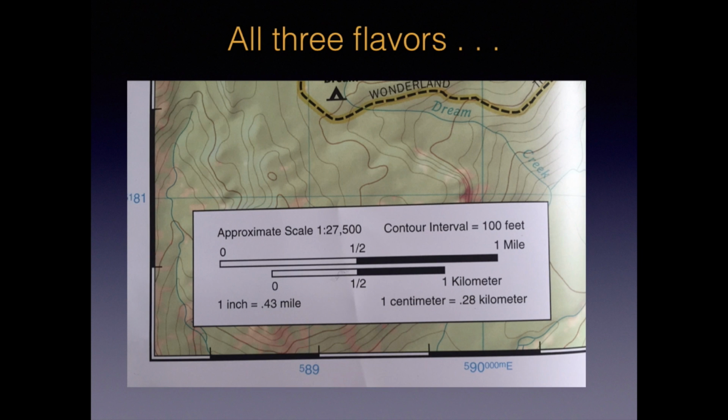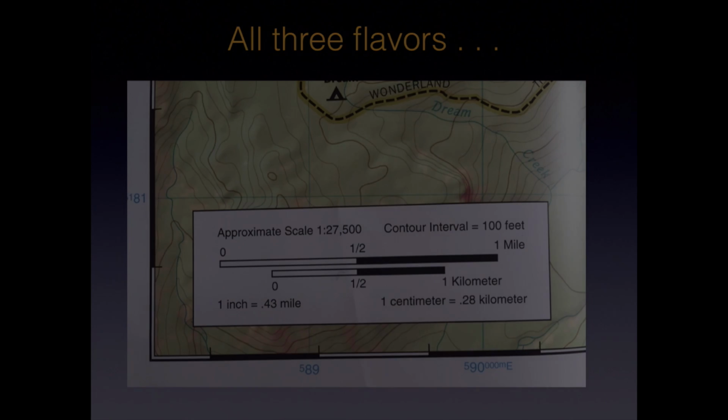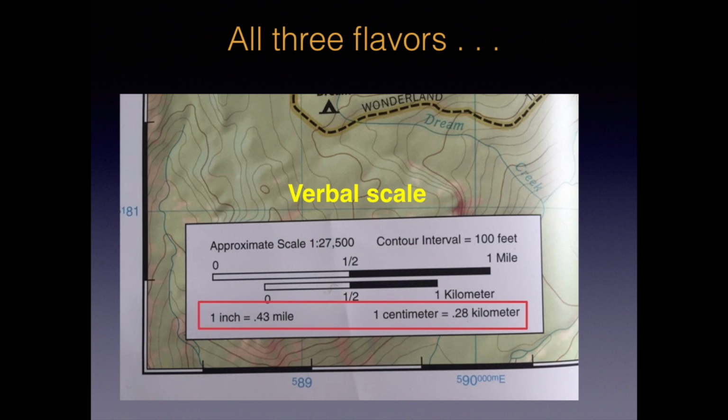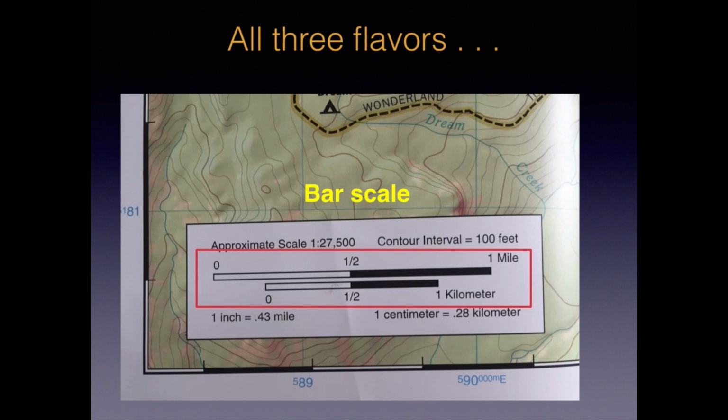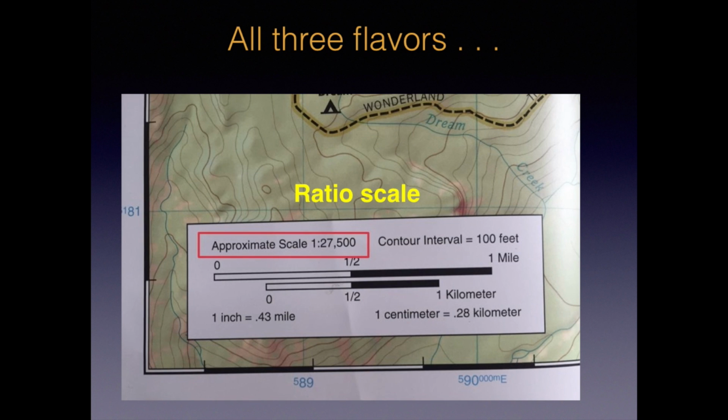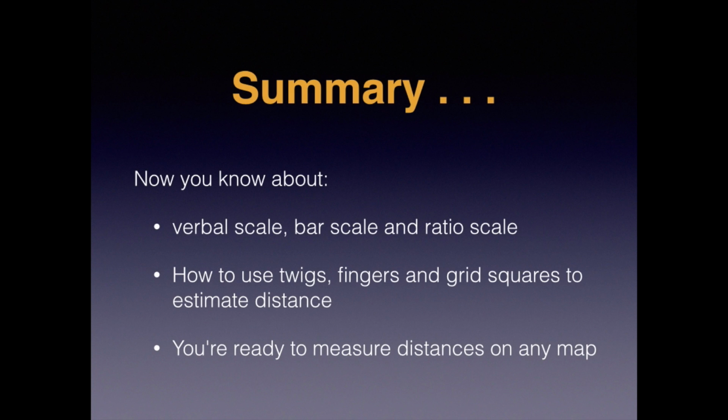Here's an example showing all three of the scale types that we've talked about. The verbal scale is not very helpful because the miles and kilometers are not nice round numbers. The bar scale, as we mentioned, is probably going to be the most useful. And finally, the ratio scale. Again, it's sort of an odd number, so it probably won't be too helpful, but still it's in there. Well, let's summarize what we've covered today. You now know about the three different kinds of scale, how to use twigs, fingers, and grid squares to estimate distance, what a large scale and small scale map means, and now you're ready to measure distances on any map you use.